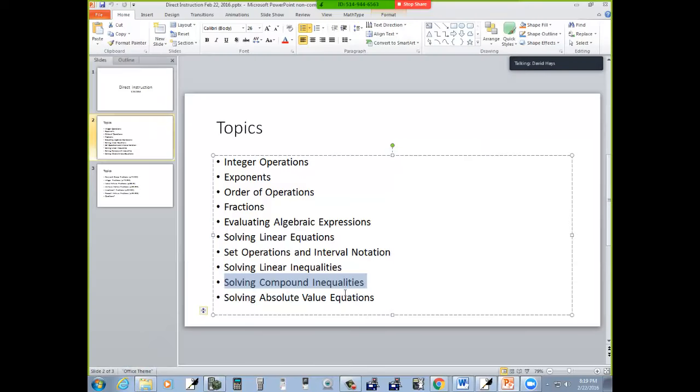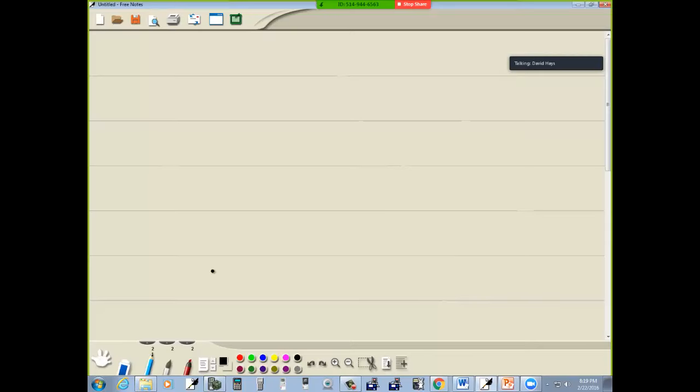Okay, now compound inequality. Let me talk about what that would look like. This would be something like this. 3x minus 1 is less than 5, or 4x plus 2 is greater than 6. So that's an example. Or you could have negative 5 is less than 4x plus 2 is less than 7. That's also a compound inequality.